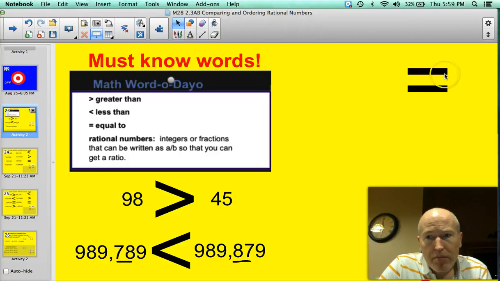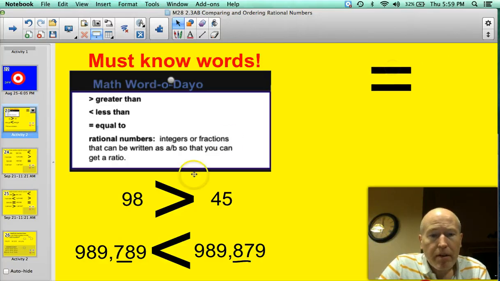You need to know these symbols. This is an equal sign. This is a greater than sign, and this is a less than sign. I remember it by the greater side is by the greater number. Large side, large number. 98 is greater than or bigger than 45. 45 is less than, you can kind of read them backwards, 98.